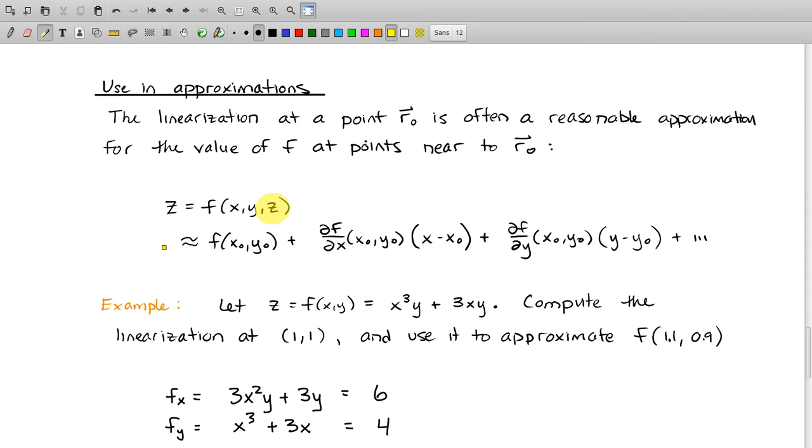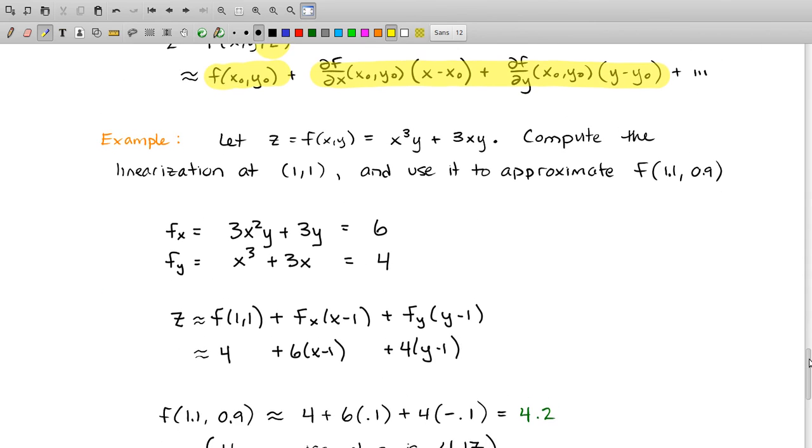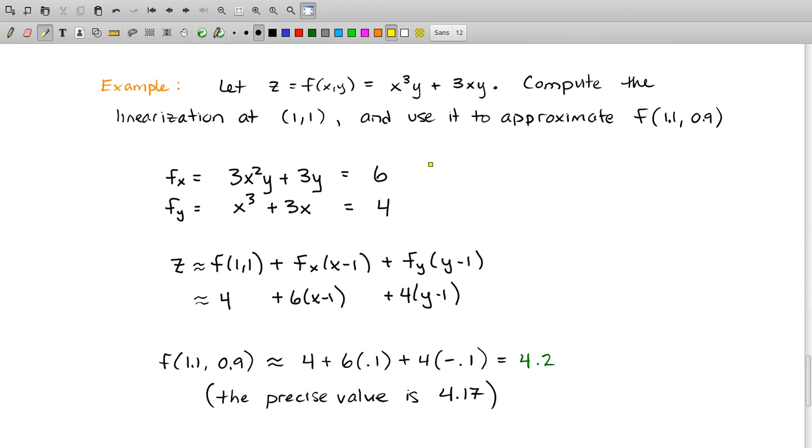And we say, okay, I'm going to construct the tangent plane or the linearization of that function, keeping only the constant terms and the linear terms, and I'm going to call that an approximation of the function. And so if the point in question is near x naught, y naught, then the linearization is going to be near the value of the actual function. So here's an example. It says here's some made-up function that has x cubed y and 3xy. Find the linearization, that is the equation for the tangent plane, and use the linearization to approximate f at the nearby point 1.1, 0.9.